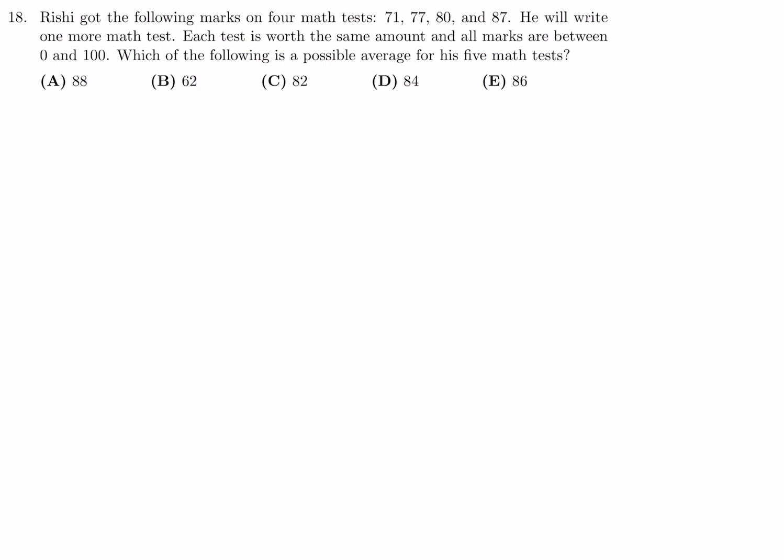Rishi got the following marks on 4 math tests: 71, 77, 80, and 87. He will write 1 more math test. Each test is worth the same amount, and all marks are between 0 and 100. Which of the following is a possible average for his 5 math tests?